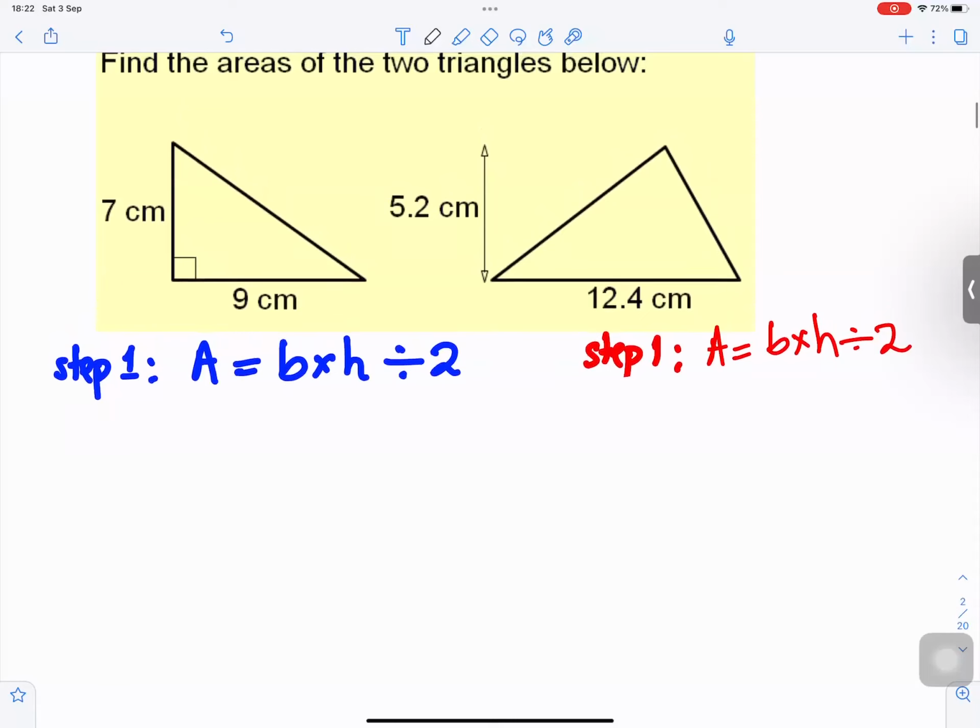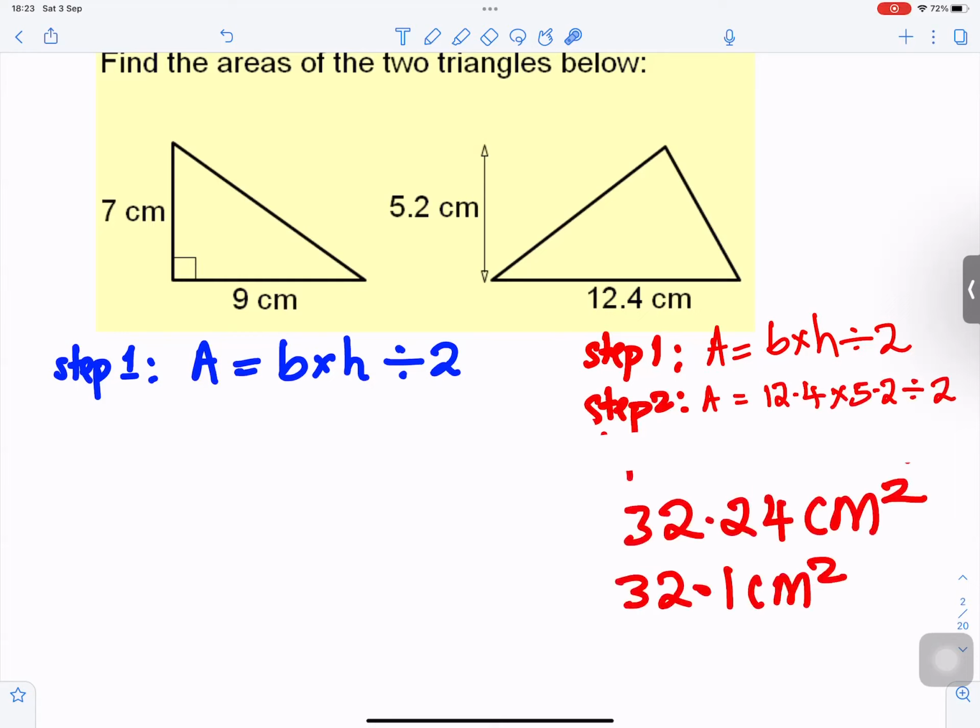Find the area of these triangles. So the first thing you do is you write the formula. Area is base times height divided by 2. So that's step number 1.